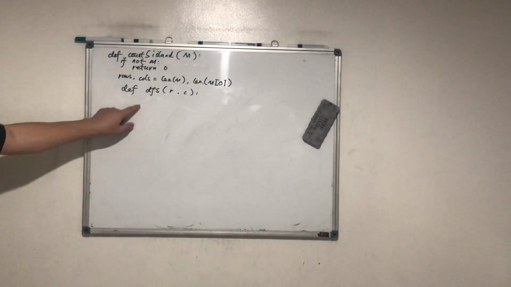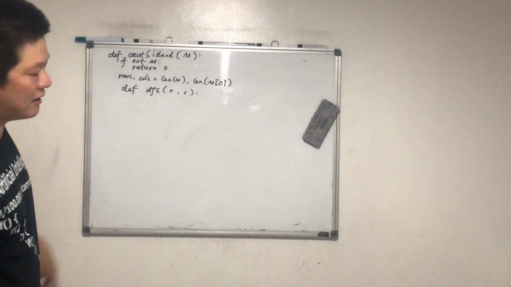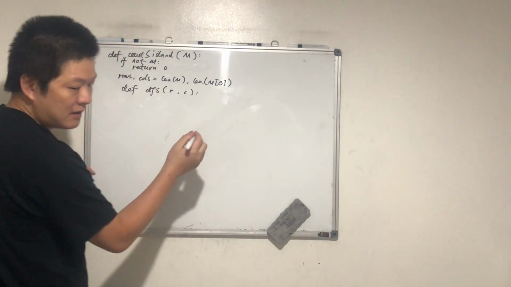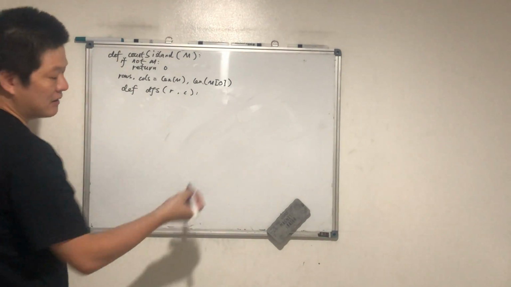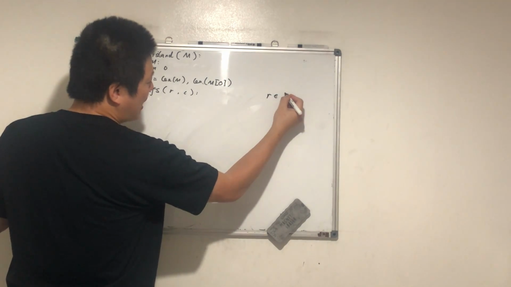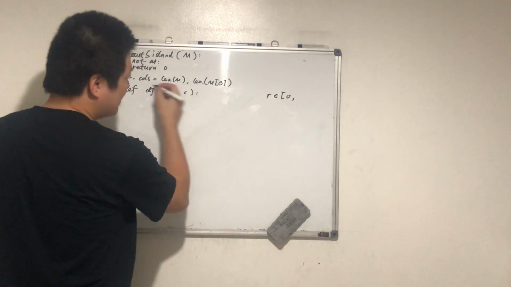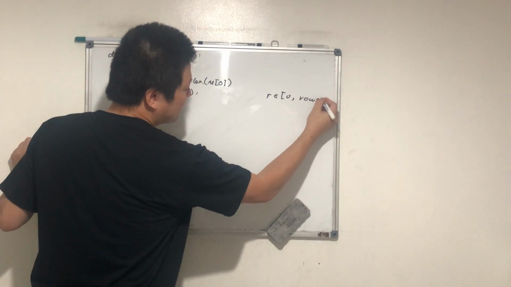So how can we check if this R and C is within the border? What's the range of R? What's the range of C? R belongs to what? Start from 0 to what? To the rows.